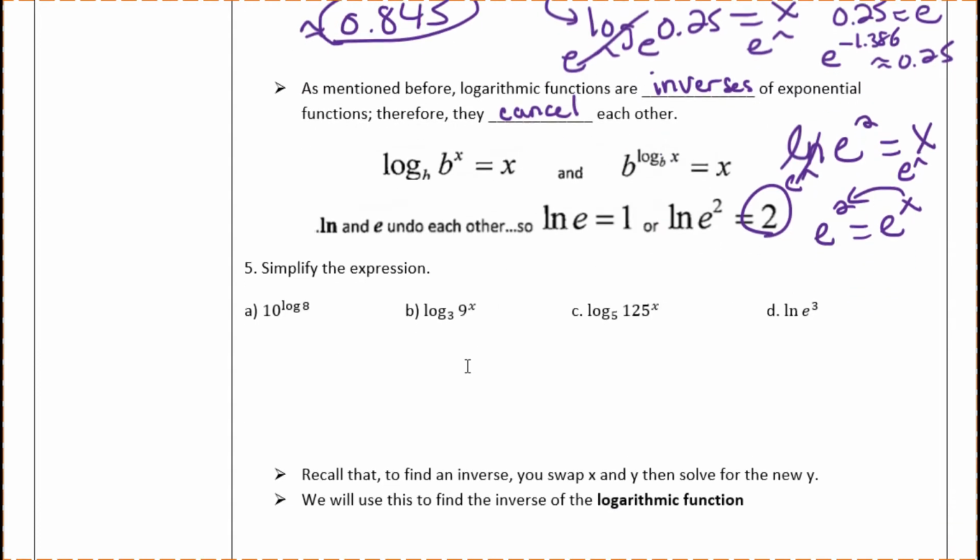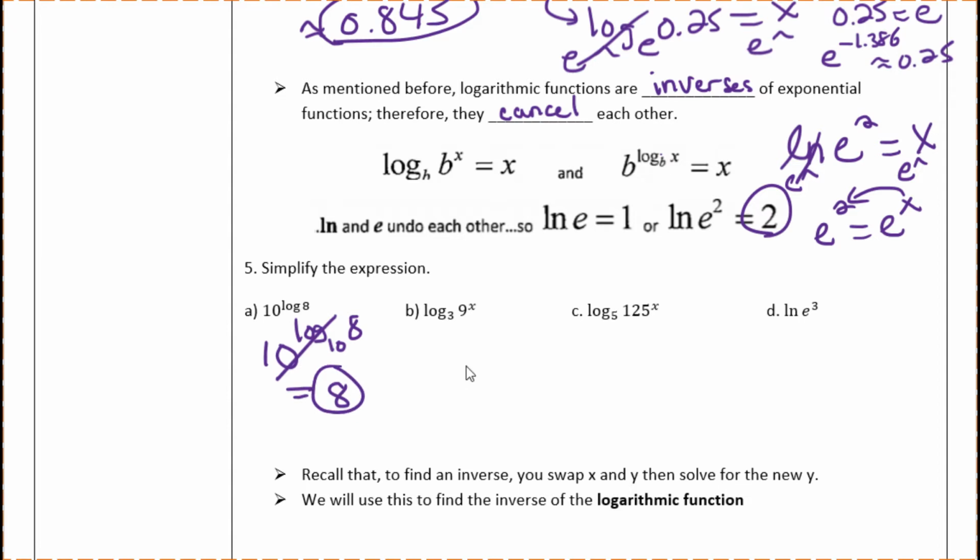All right, so simplify the expression. Notice that this log has an invisible base 10. So this is 10 to the log base 10 of 8. That means these cancel each other out, leaving you with 8. And that's how simple it is.